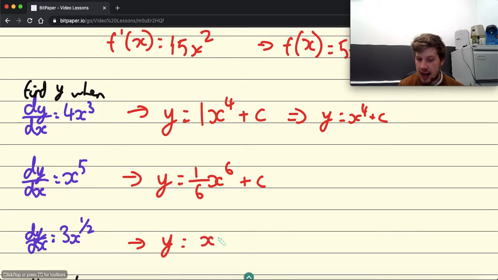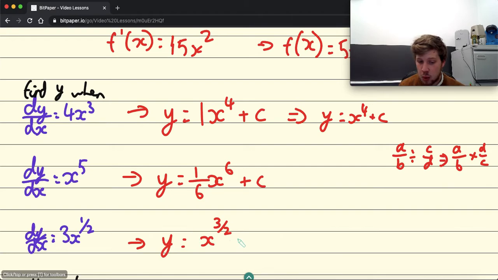Well, adding 1 is going to be to the power 3 over 2, and then I'm going to divide by 3 over 2. Now we should know that when we're dividing fractions, we can multiply by the reciprocal. So a over b divided by c over d is the same as a over b multiplied by d over c. So I'm going to use that knowledge for this scenario.